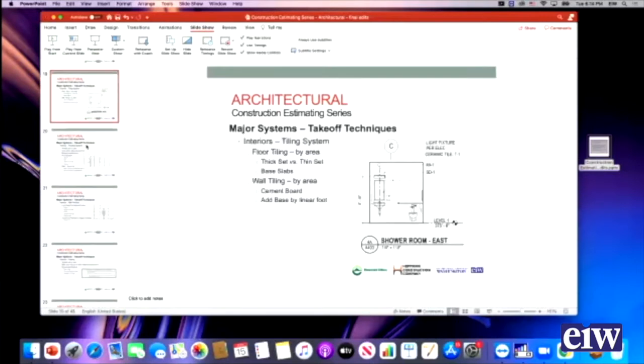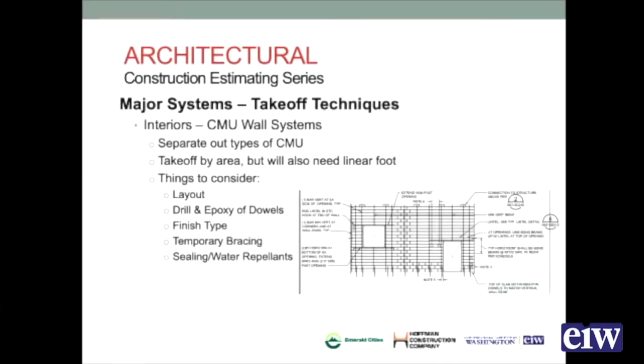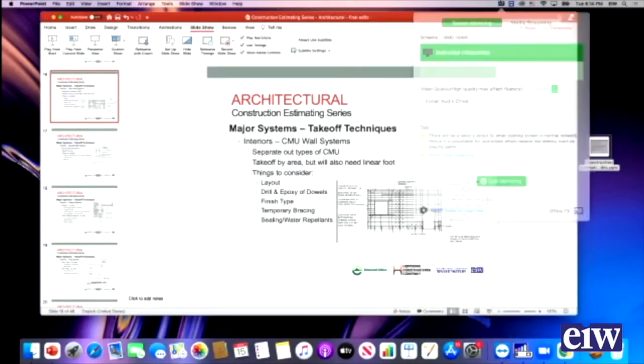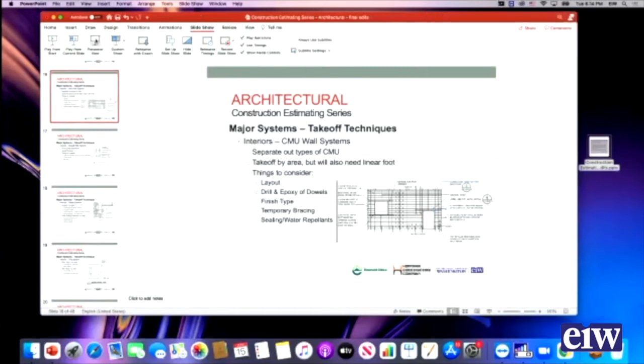So if you're going to drill and epoxy the dowels, while that is an each count, you need to know the lineal footage that you're doing it, because there'll be a dowel every, say, 16 inches or 32 inches or 24 inches. So you'll need to be able to account for that from the lineal footage and understand how many dowels that you have to drill and epoxy. And then you need to know whether you're drilling one dowel or two dowels, because the wider the CMU, you may have 2 mats of rebar in it as well.